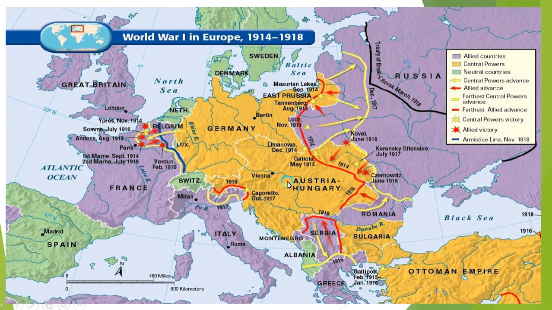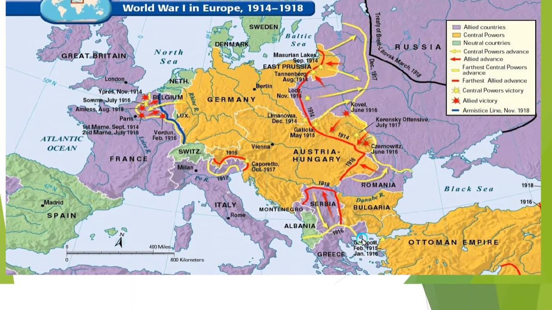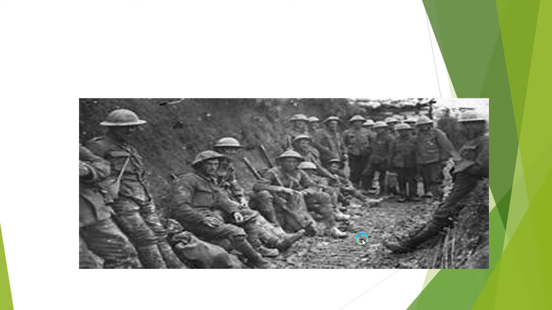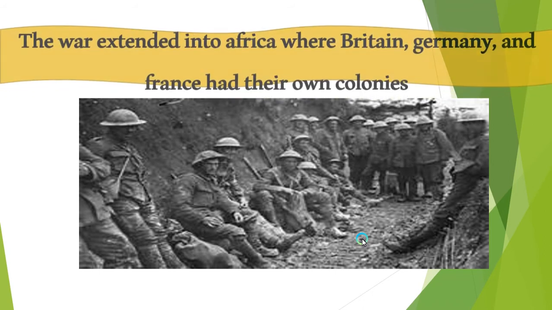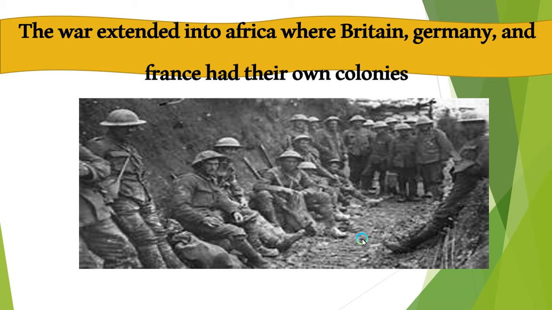As I said from the beginning, this one is Germany. Germany is the first one that started the First World War, because it attacked Belgium and France at that time. After that Germany also attacked Russia, and Austro-Hungary was attacking Serbia, and after that it went step by step until the World War started between the countries. The war extended into Africa, where Britain, Germany, and France had their colonies.